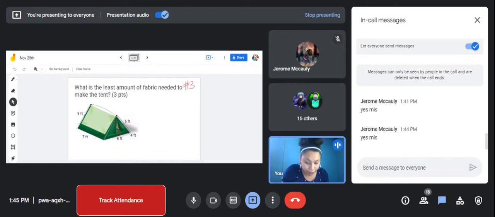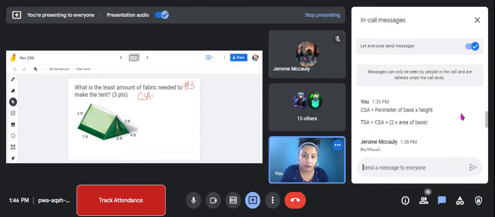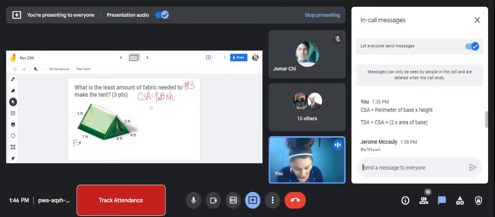So the first thing we have to find here is the curved surface area. What is the formula for curved surface area? Perimeter of the base times what? The height. Very good. So I'm going to find the perimeter of the base and multiply it by the height. What shape is the base of this prism? Rectangle again. Very good. So I'm going to find the perimeter of the rectangle.